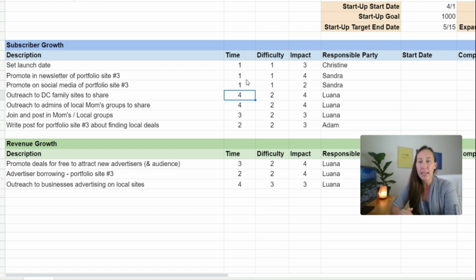Now, another thought is to be able to take the portfolio site and write a post and say something about how to save money in your area or how to find local deals, and list this site as an option.